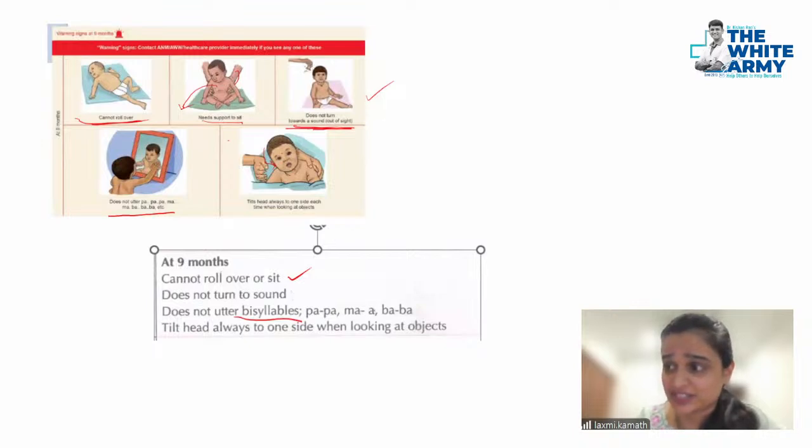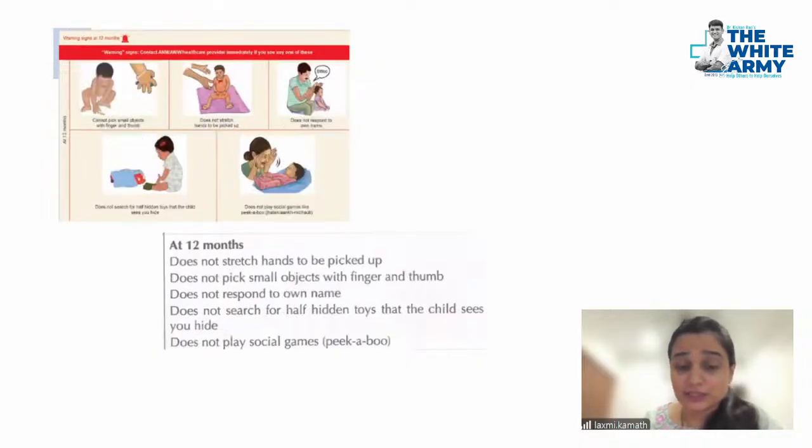You can see child doesn't roll over, doesn't sit with support, and does not turn towards the sound, has a torticollis or tilting of the head. Okay, then does not utter even bisyllables. So these are the red flag signs at 9 months of age. Next, coming to 12th month.